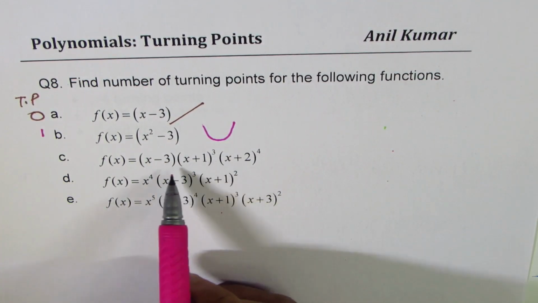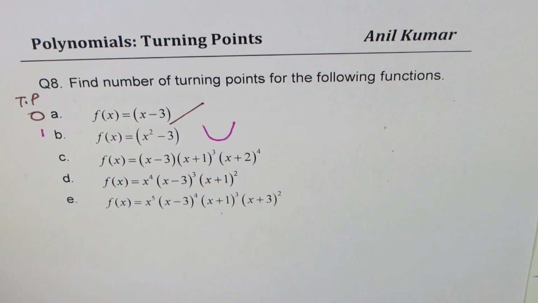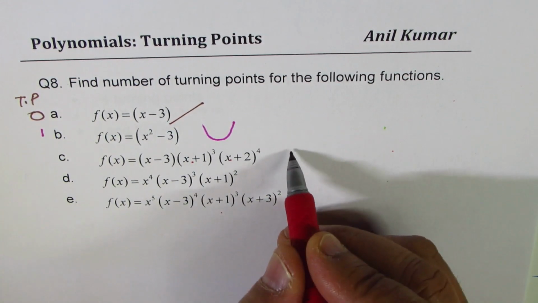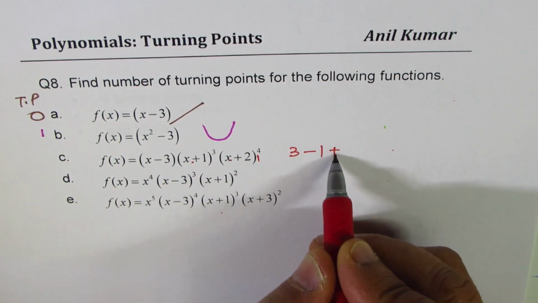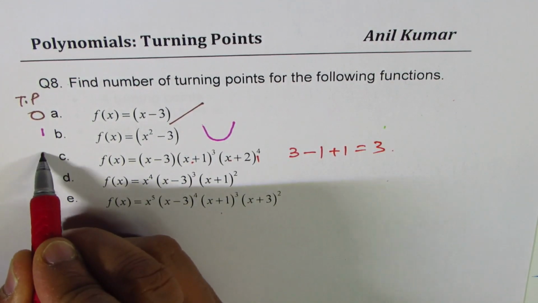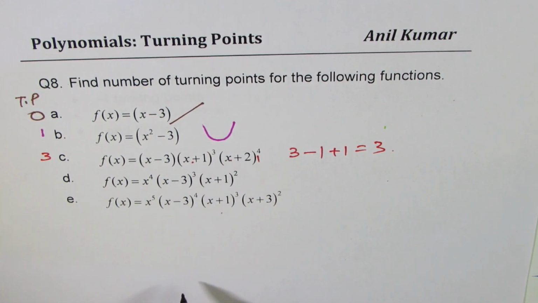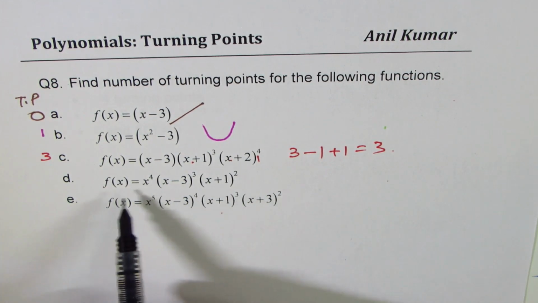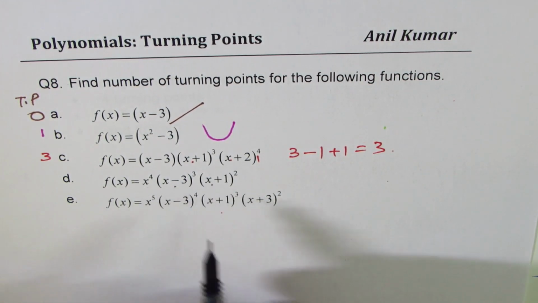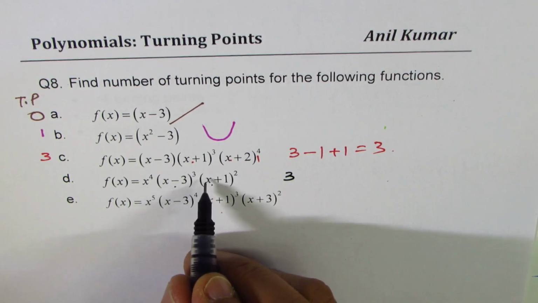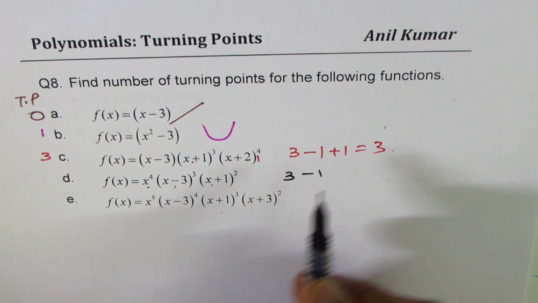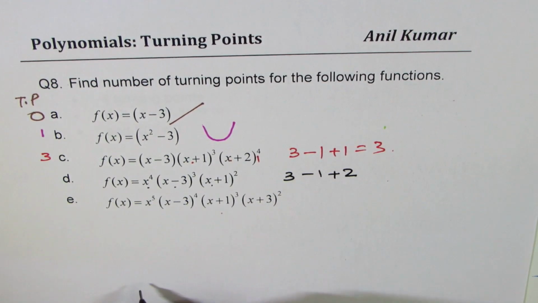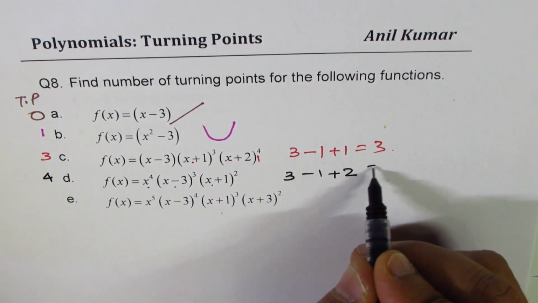Now what do we get? We get 3 zeros. So 1, 2, 3. So turning points should be 3 minus 1. How many even? 1 even. So plus 1. So we get 3 as our answer. You could sketch and verify. Now this formula really works very beautifully to answer such questions. 1, 2, 3 intercepts, zeros, turning points, minus 1. How many even? 2 even. So we should add 2. Do you get the idea? So we get 4 turning points.